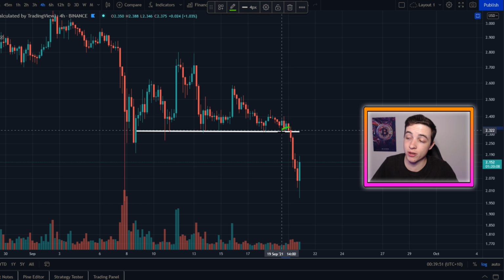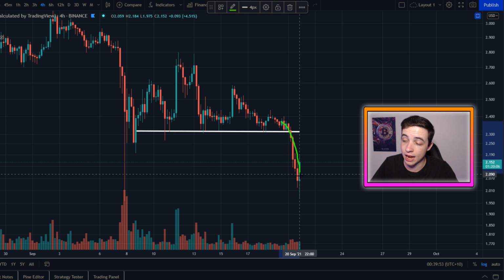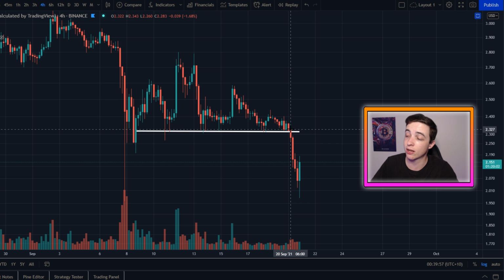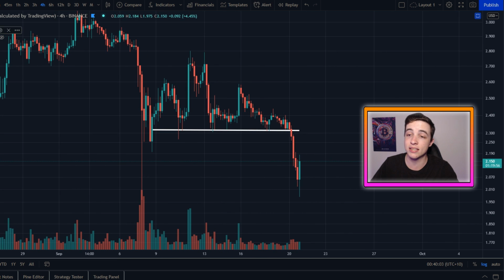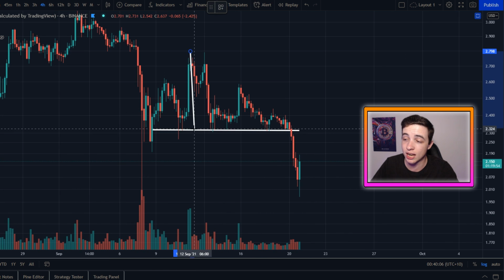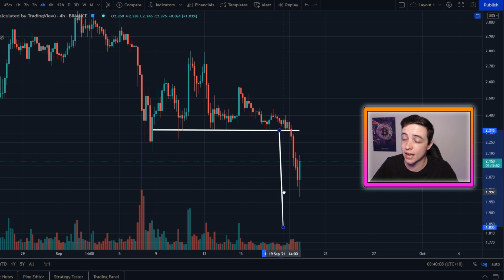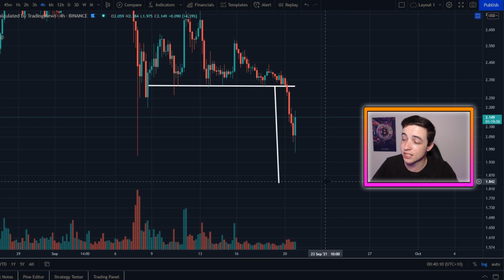And of course, we broke that neckline and we immediately started heading to the downside as expected after breaking the neckline. And by the way, that neckline was previously coming in at around $2.35 approximately, is what I was saying over the last week or so. And getting into the technical price target for Cardano to the downside, as you can see here, the technical price target is coming in at roughly around $1.84.